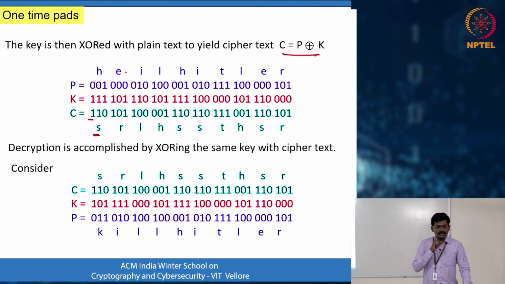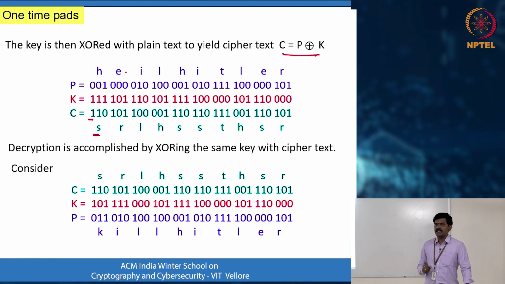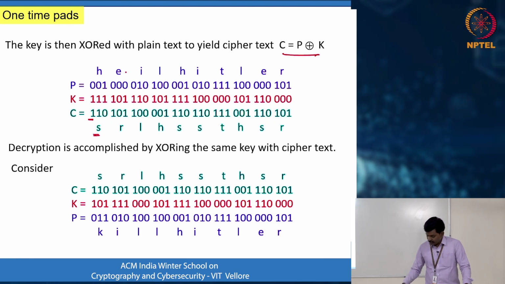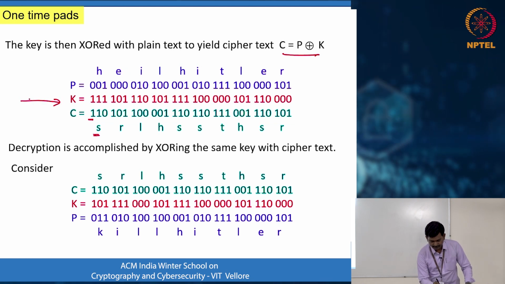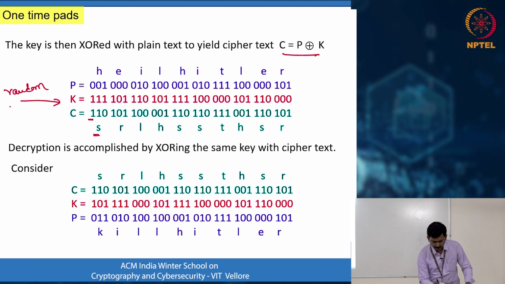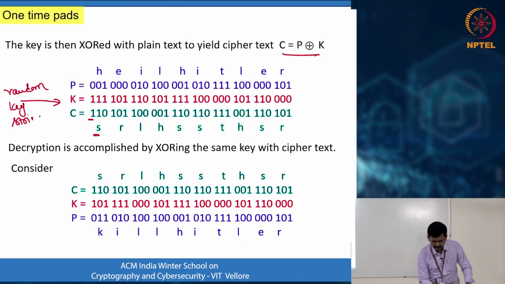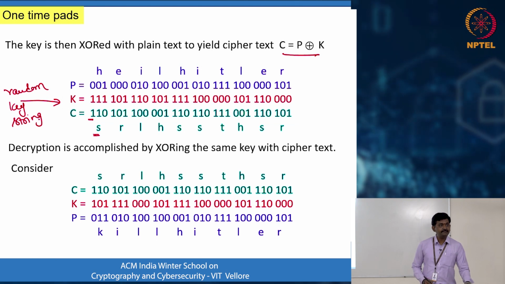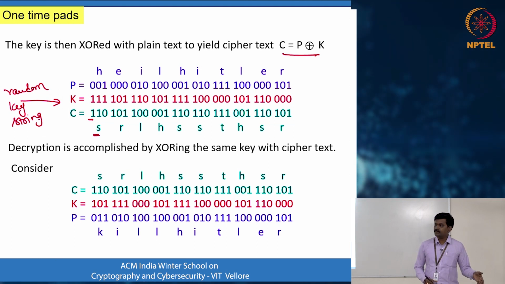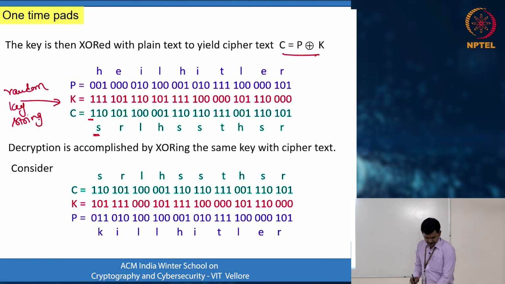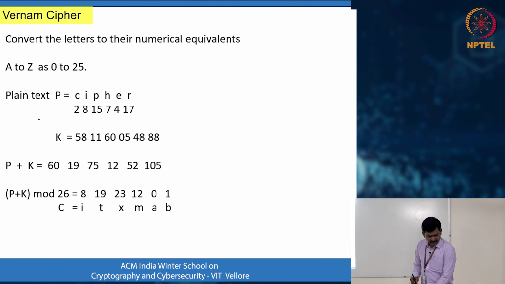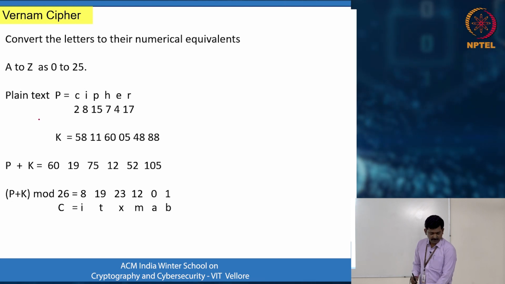The point is that it has no statistical relationship, if you are able to generate, what should you be able to generate? A random key string. Where should it be generated? At the sender side. And it should be shared with the receiver, or the same key generated there also. Okay, this is called a one-time pad. Based on this one-time pad, you have a cipher called the Vernam cipher.